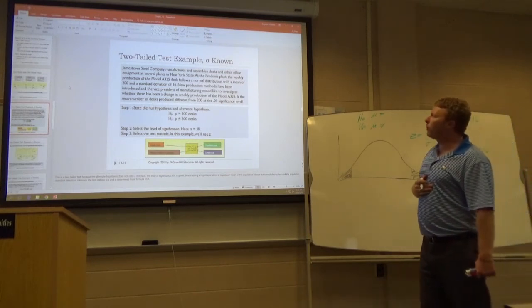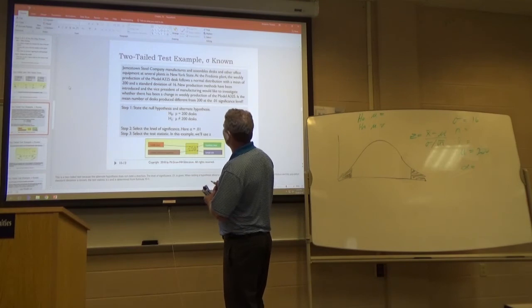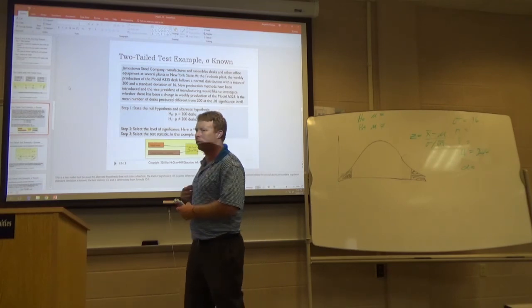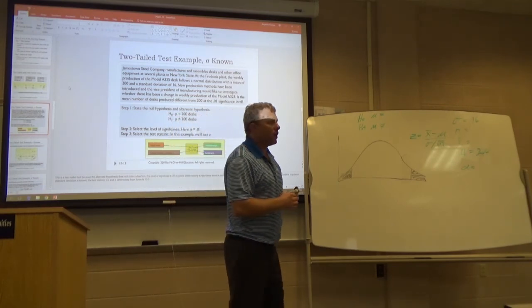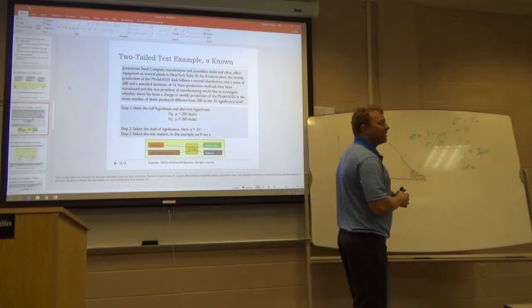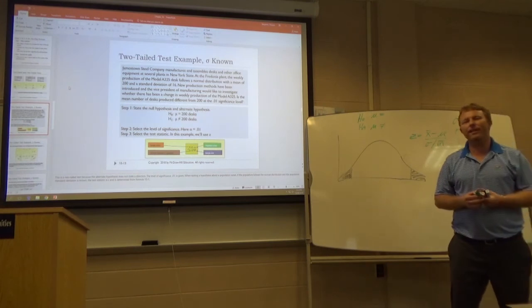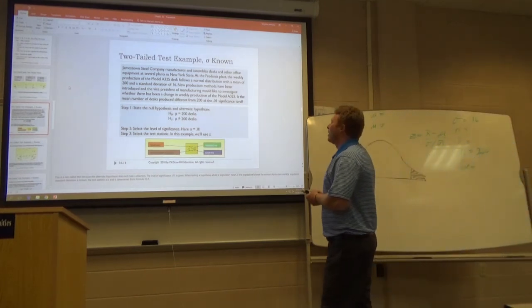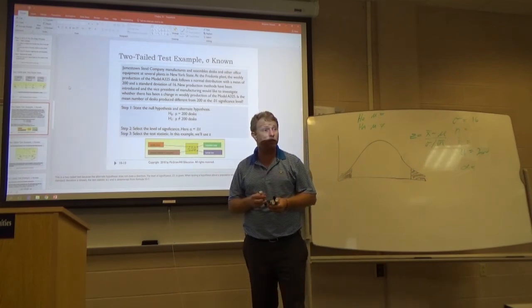New production methods have been introduced, and the Vice President of Manufacturing would like to investigate whether there's been a weekly change in production of the model A325. So some smart college grad from Dalton State has come to work over here, and they insisted that we install new equipment, and they want to see if there's been a change in that 200 a week.